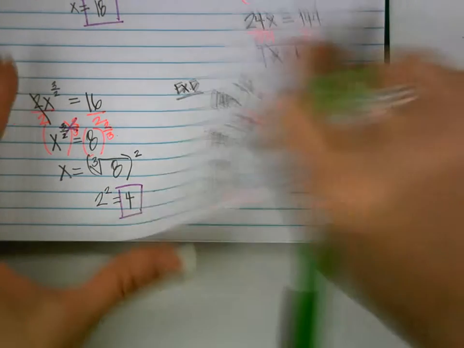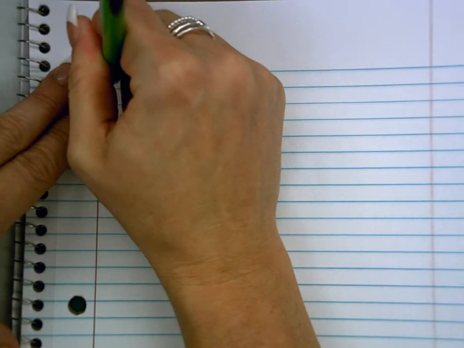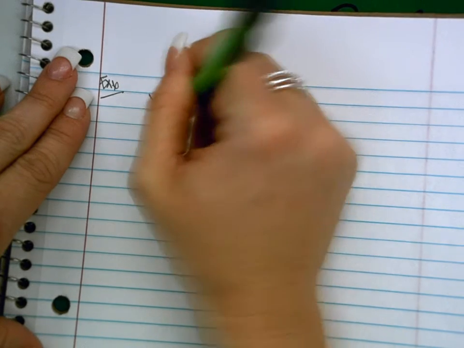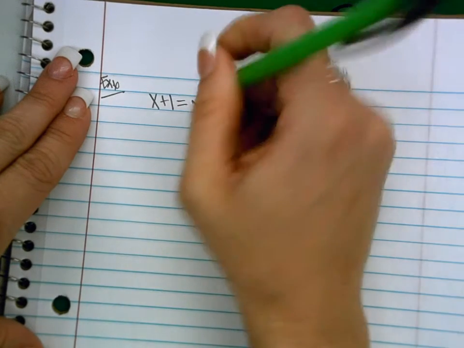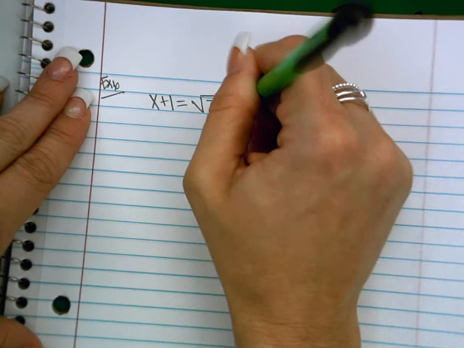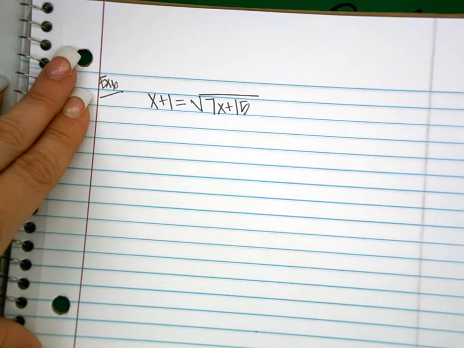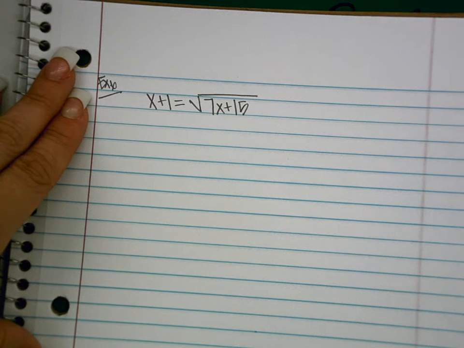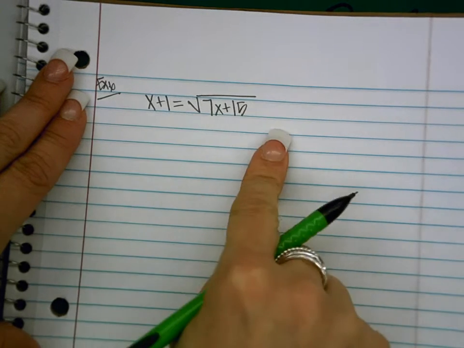Okay, last one. Number 6. For this one, I'm going to give you x plus 1 equals root 7x plus 15. Okay, this one has variables on both sides.